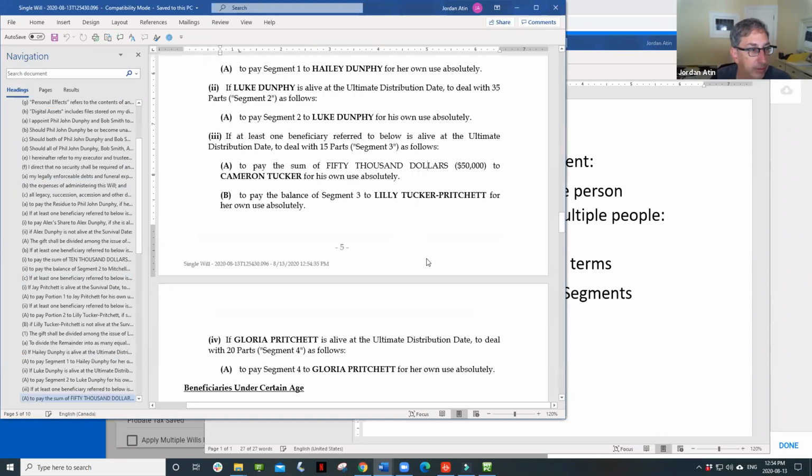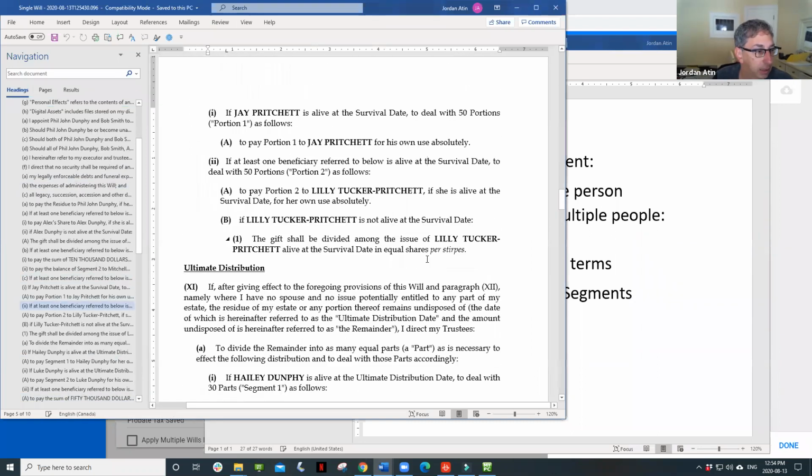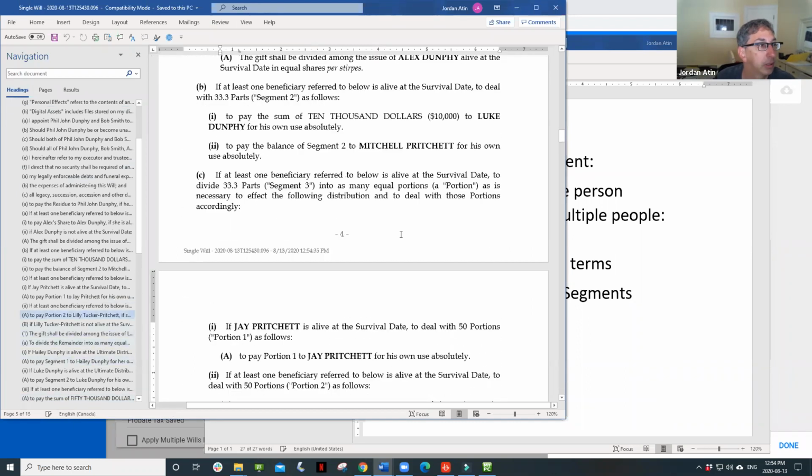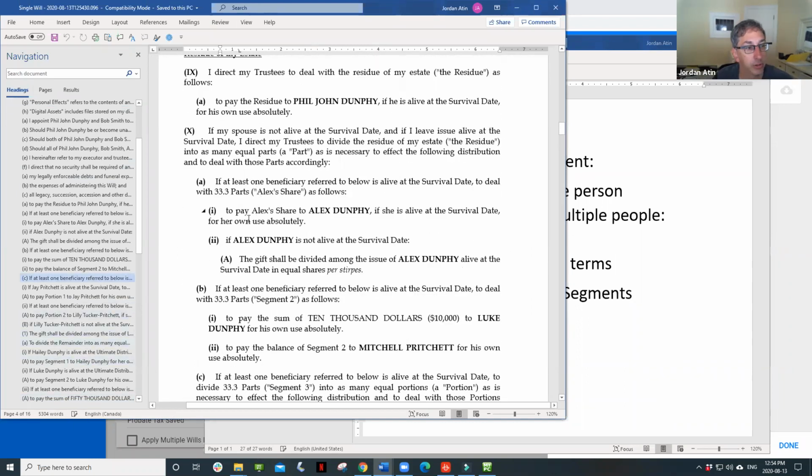Other questions on residue that people have had? Let me try to find that one. Here it is, Alex's share. So it'll say Alex's share throughout, right?